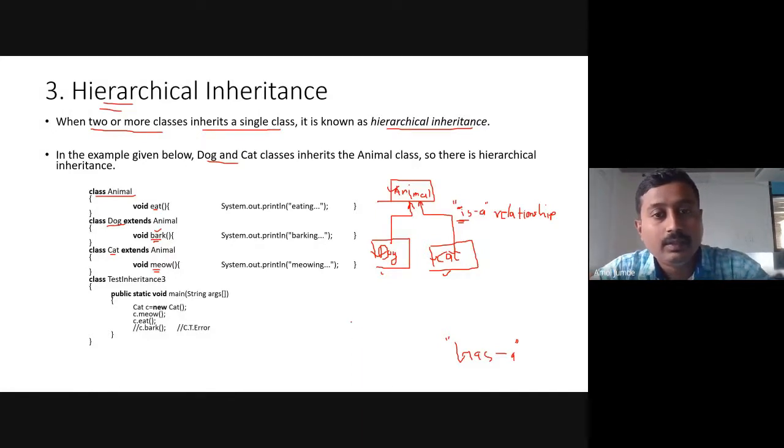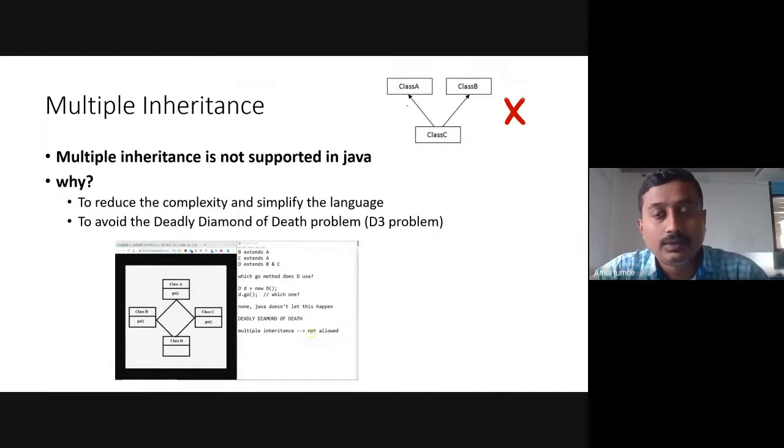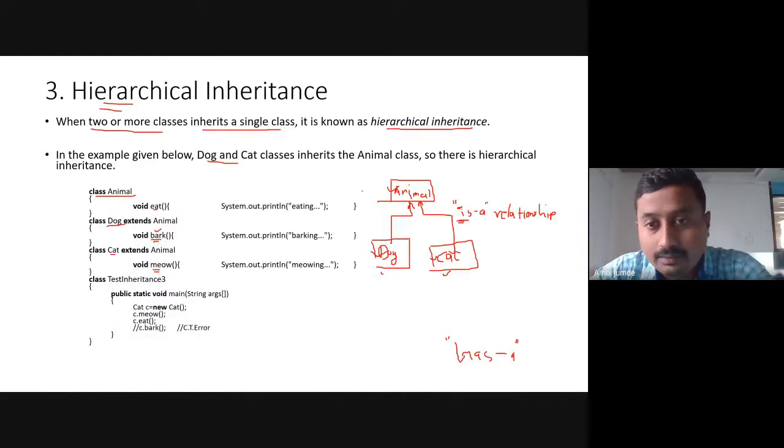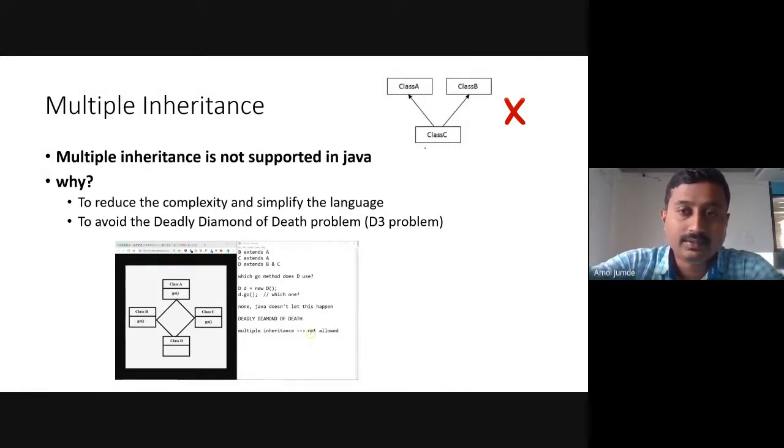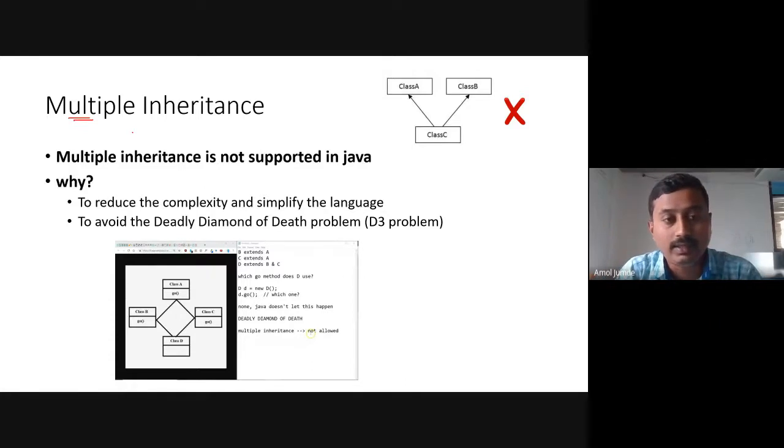Okay, now we have seen this hierarchy, one superclass and multiple subclasses. Can we reverse that thing? When we have multiple superclasses getting inherited in a single subclass, can we have this structure? In other languages like C++, this is allowed. This inheritance is known as multiple inheritance. And keep this thing in mind.